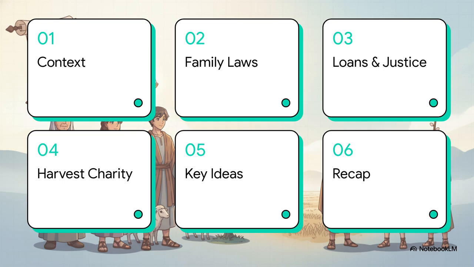So here's our agenda for this explainer. We'll start with our hook and context, move into family and community laws covering verses 1 through 9, dive into loans and justice for verses 10 through 18, explore the harvest of charity in verses 19 to 22, highlight some key ideas, and wrap it all up with life lessons and a quick recap. Let's get right into it.